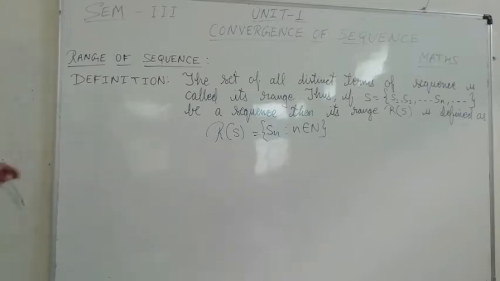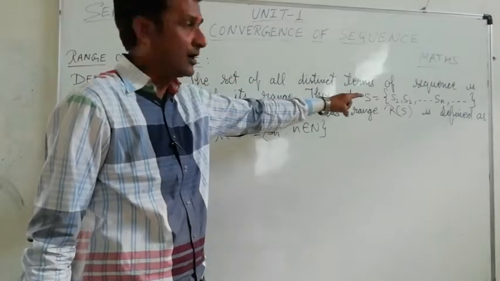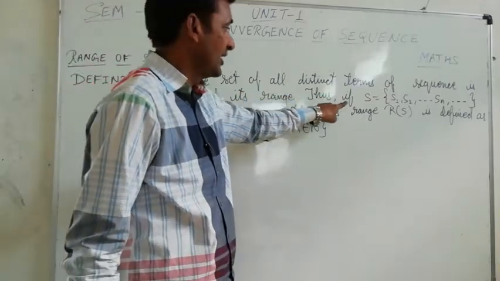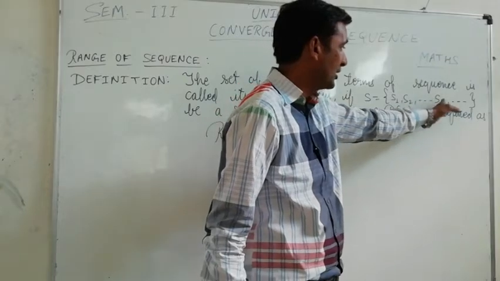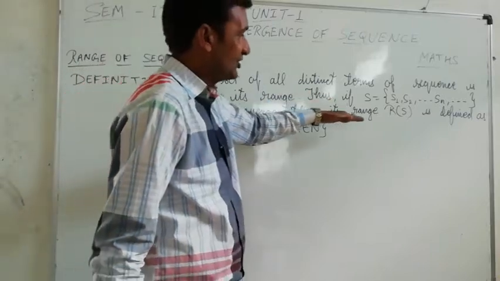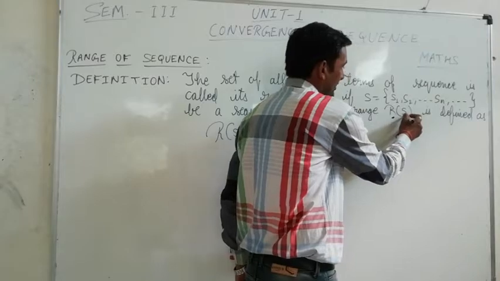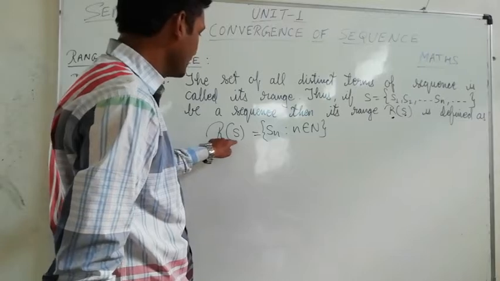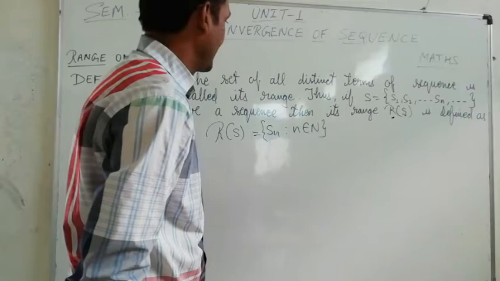Now let us discuss the range of a sequence. Its definition is: the set of all distinct terms of a sequence is called its range. Thus, if S = {S1, S2, S3, ..., Sn, ...} is a sequence, then its range R(S), where R is for range and S for sequence, is defined as R(S) = {Sn such that n is an element of N}.